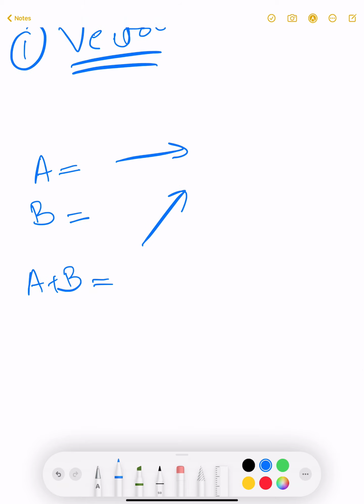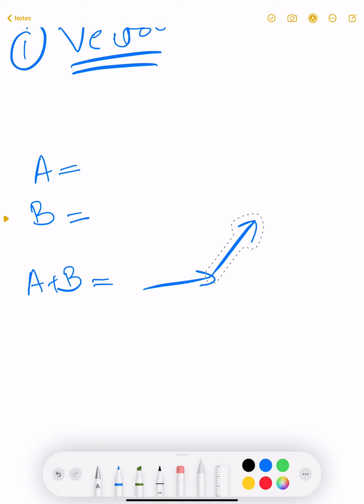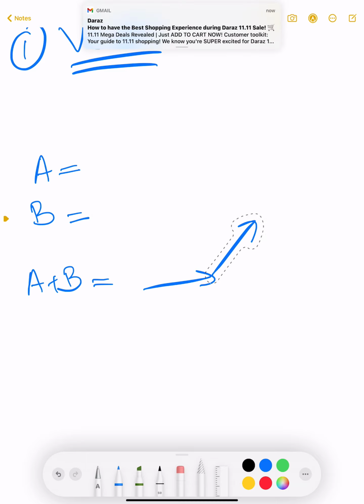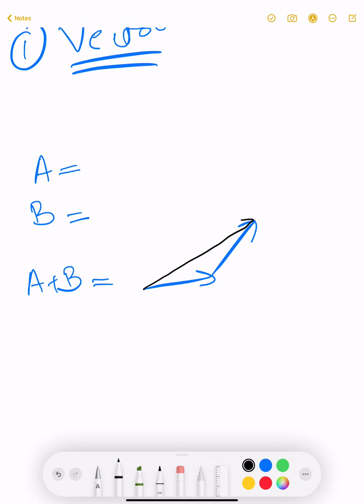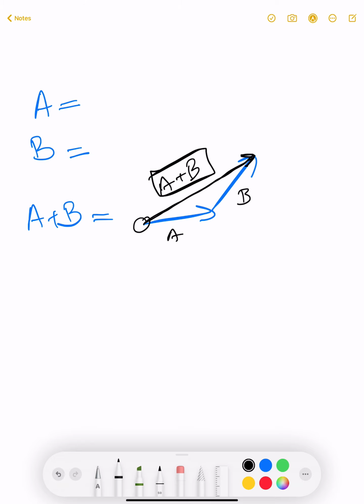So how will we add them? We used to add like this. We will put vector A like this, and we will take vector B and put the tail of vector B on the head of vector A. After that, we will draw another vector from the tail of vector A to the head of vector B, and this vector will be vector A plus B. It shows the resultant of the addition of both vectors.